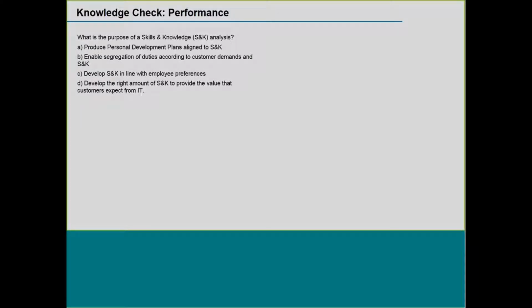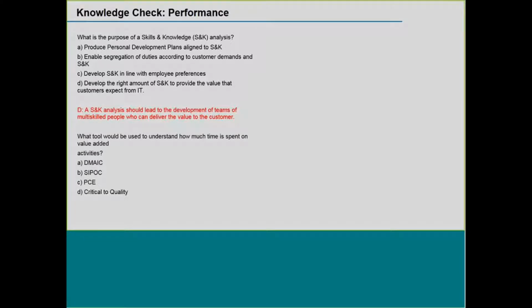So let's do a quick knowledge check on performance. What is the purpose of the skills and knowledge S&K analysis? To produce personal development plans aligned with S&K, enable segregation of duties according to customer demands in S&K, develop S&K in line with employee preferences, or develop the right amount of S&K to provide the value that customers expect from IT. Well, anytime someone puts value and customers in the same sentence, that's probably what they're talking about. But this is what the skills and knowledge matrix is all about, making sure that we have enough resources to give the customers what they need.